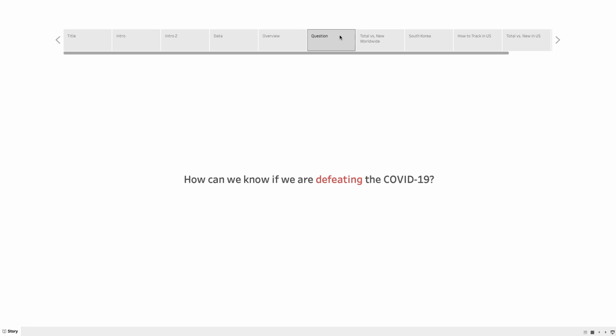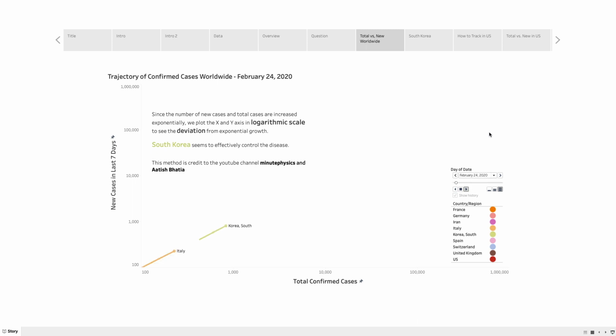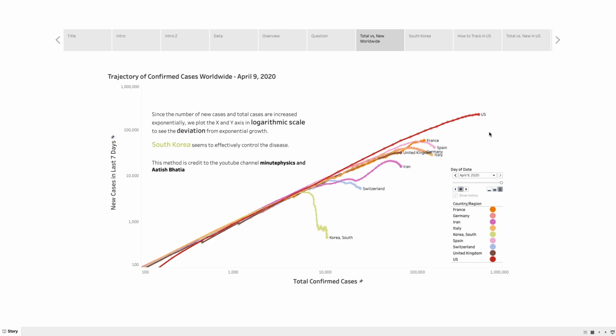So that leads us to the first question. How can we know if we are defeating the COVID-19? As we know the cases grow exponentially, how can we know when it's going to end exponential growth? So Aatish Bhatia and the YouTube channel minutephysics came up with a method. And this graph shows all the data from different countries travel along the trajectory of the exponential growth. And this is showing the top 10 countries by cases.